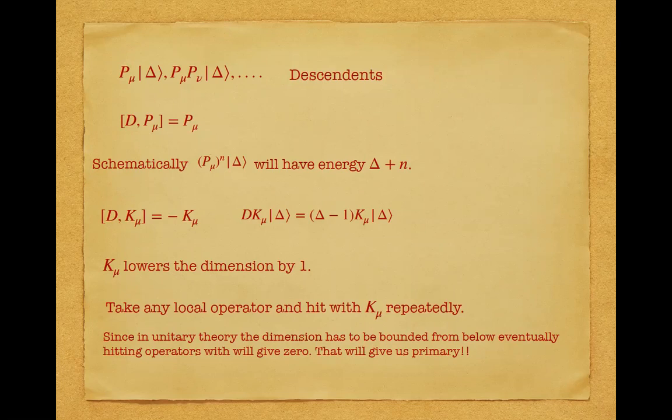since you are decreasing the dimension by 1 each time you hit it, at some point it will give you 0, because it is bounded from below. So you can see that those are nothing but our primary operators, because by definition, if the operator vanishes under the action of K mu, then those are my primary operators.